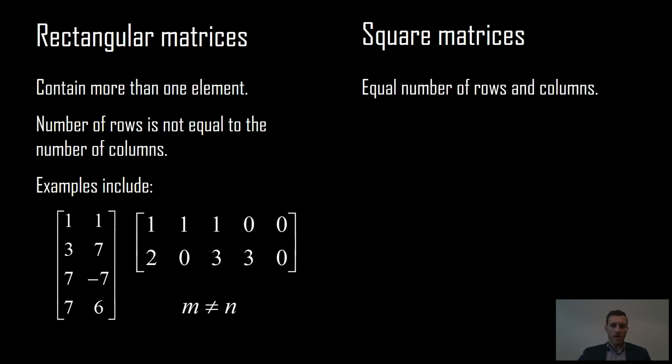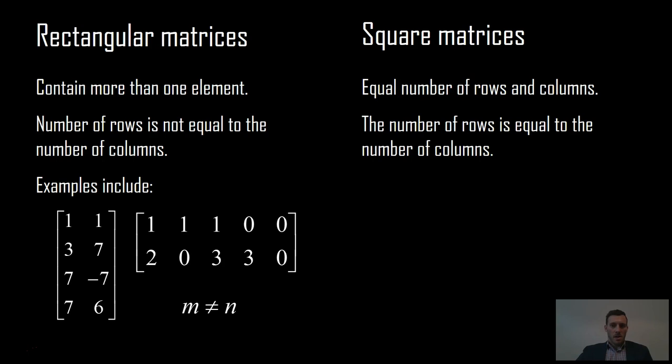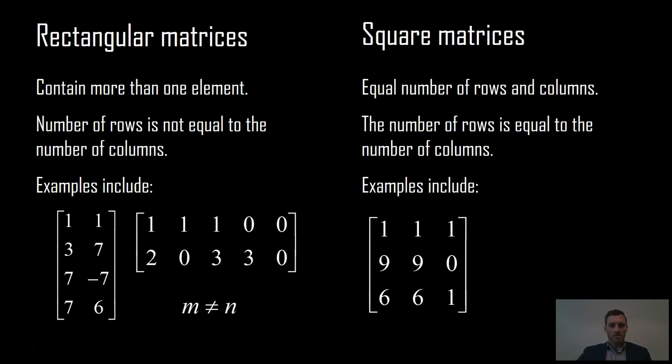A square matrix is a matrix with an equal number of rows and columns. The number of rows is equal to the number of columns. M is equal to N. Examples include this 3 by 3 matrix and this 2 by 2 matrix. Notice that M in this instance equals N.